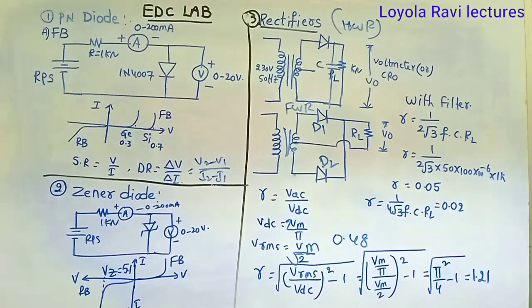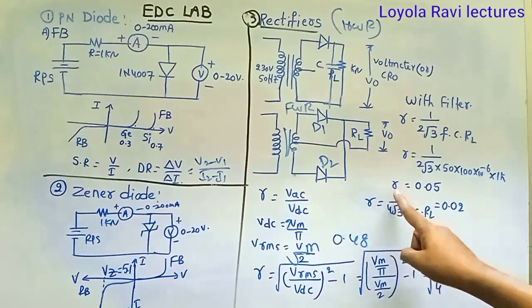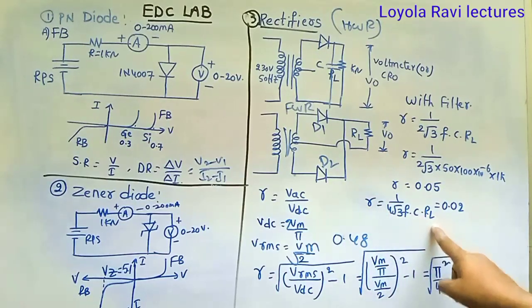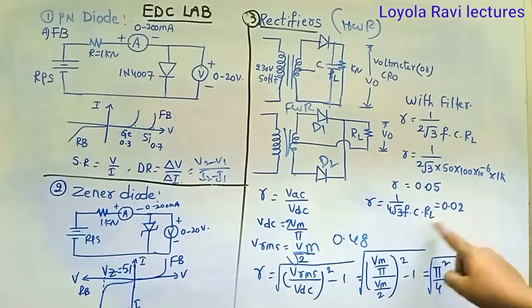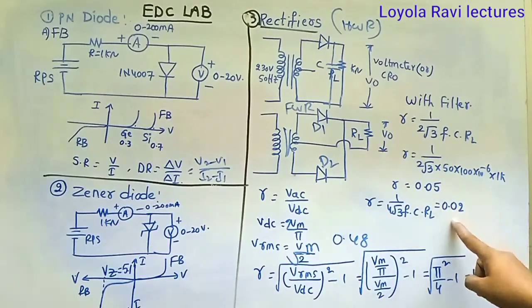Similarly, you can find the with-filter ripple factor theoretically, that is 1 by 4 root 3 into F into C into RL. Here 2 root 3, here 4 root 3. All those are the same. If you substitute all those values, you will get 0.02. Compared to this, it is less. So always for the full wave rectifier, you will get a lower ripple factor, 0.02.